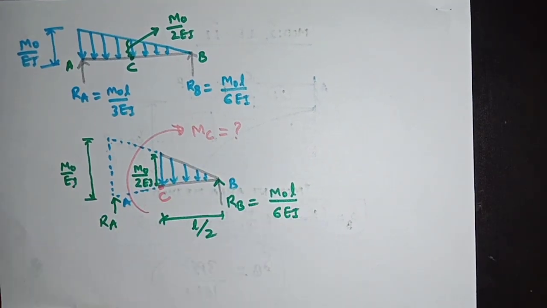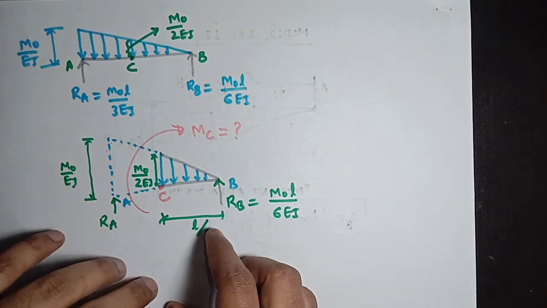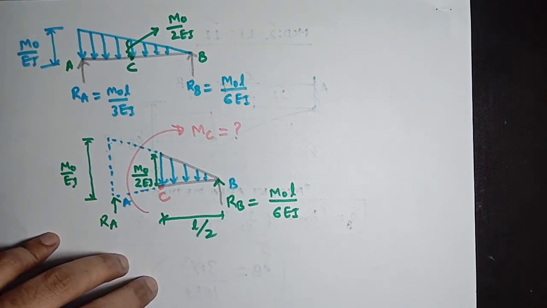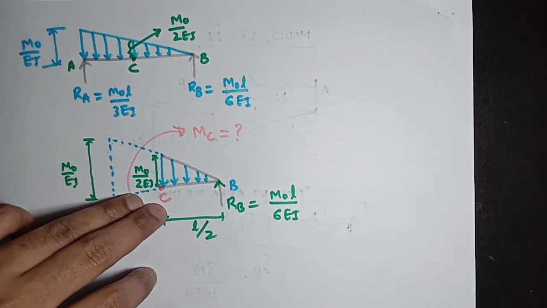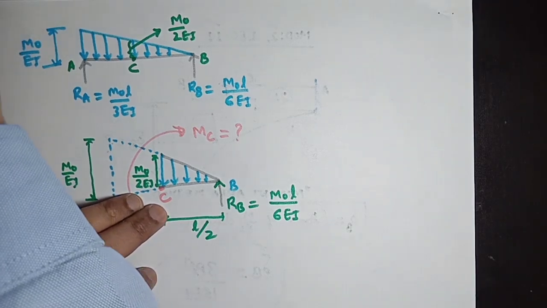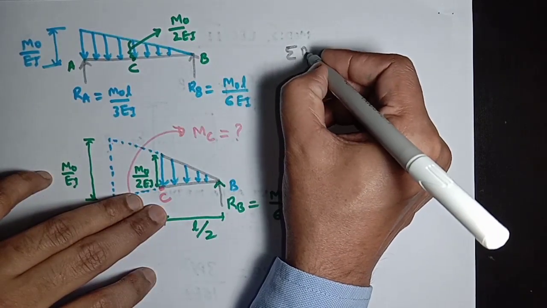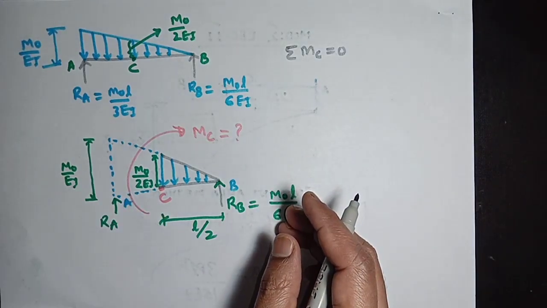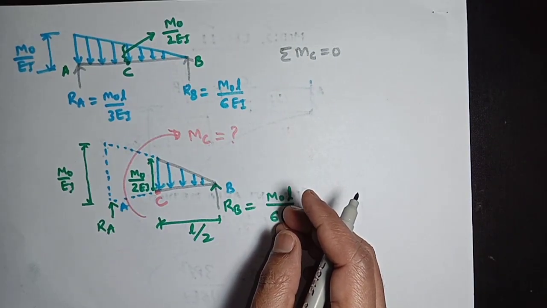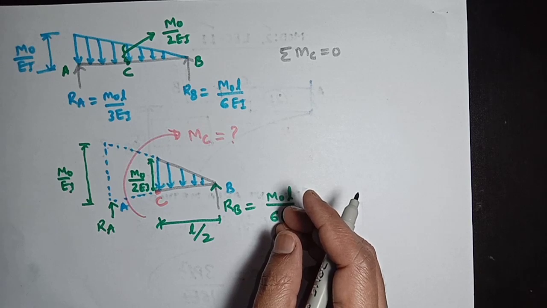Now we can take moment about point C. Let's take moment about point C. Summation of moment about point C will be 0, as per the equilibrium equation of moment, the sum of all moments will be 0.